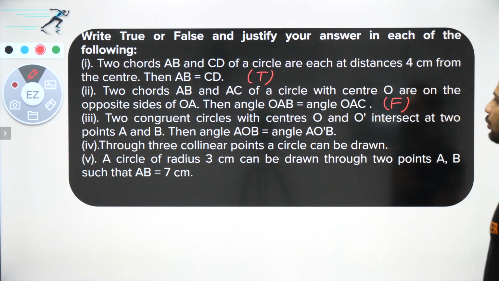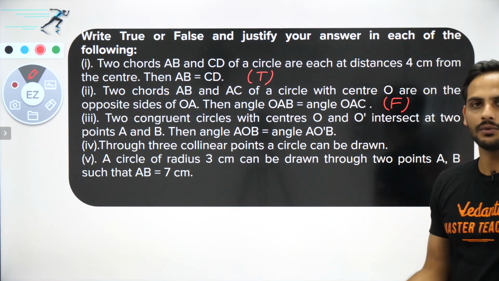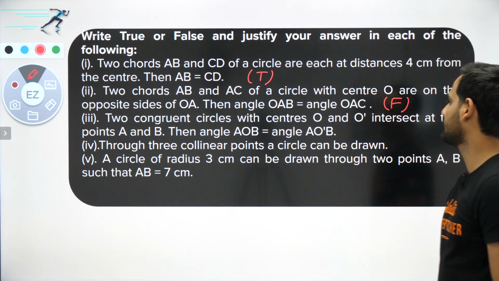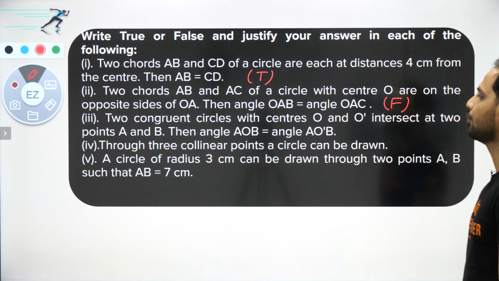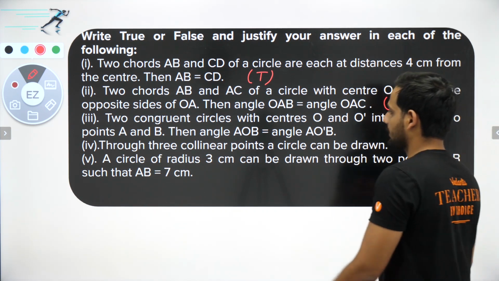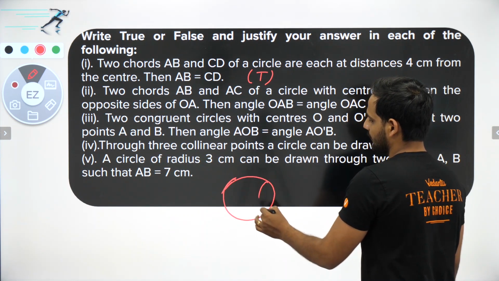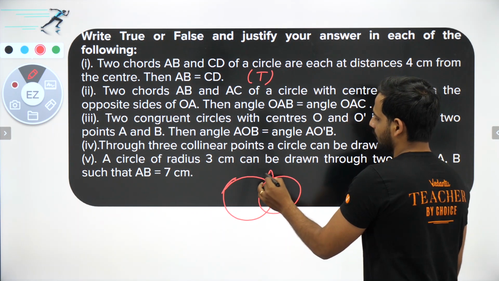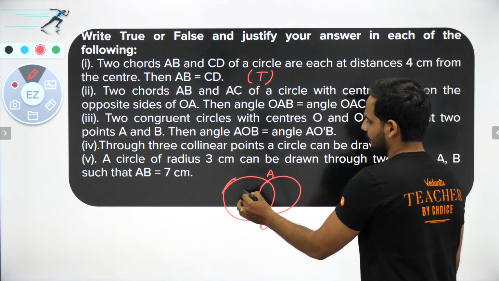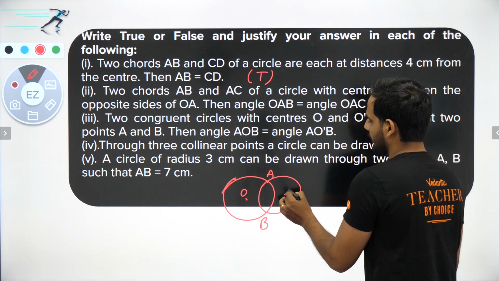Next, two congruent circles, congruent means equal, with centers O and O dash intersect at 2 points A and B, then angle AOB is equal to angle AO'B. So let's say we have two congruent circles, that means of the same size, and they are intersecting at 2 points which are A and B. Let's say the center is O, the center is O dash.